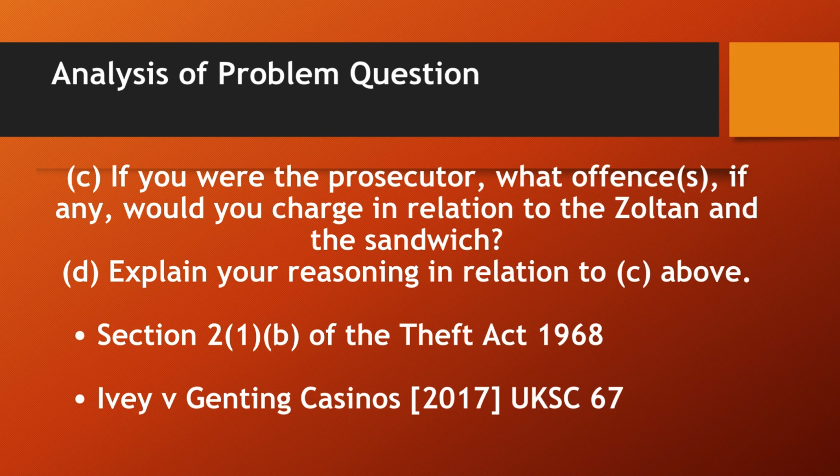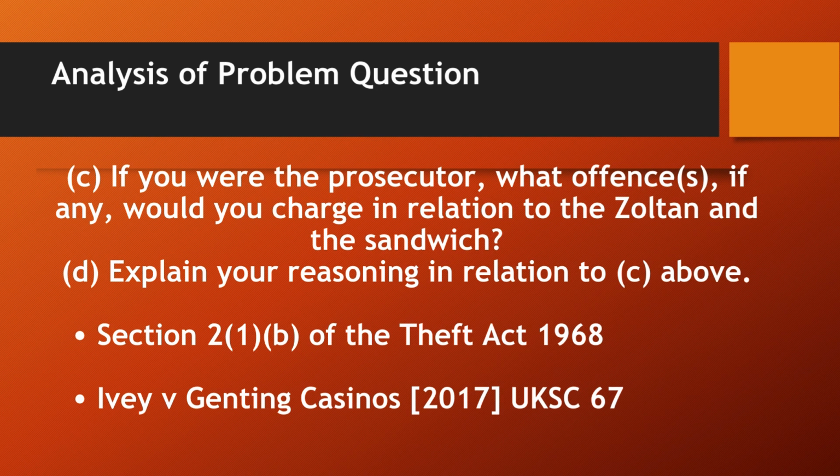However, Section 2(1)(b) of the Theft Act 1968 permits a defense of belief in consent only if the defendant genuinely believes the owner would consent. If Zoltan exceeds the scope of Annie's permission, his action may still constitute theft under the dishonesty test in Ivey versus Genting Casinos in 2017, where whether Zoltan's appropriation was dishonest depends on whether an ordinary person would consider it dishonest to make a sandwich without explicit permission.